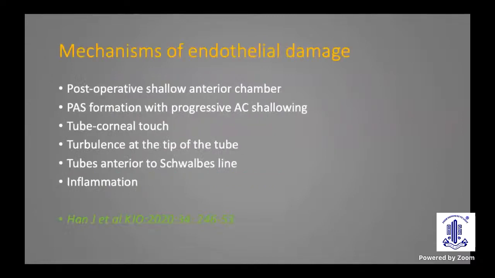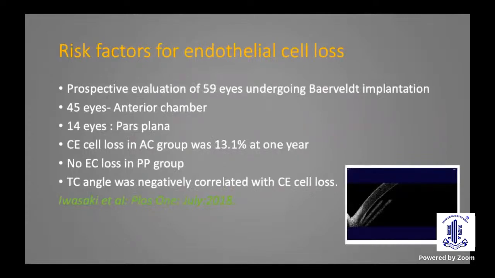There are multiple mechanisms involved, which include postoperative shallow anterior chamber, peripheral anterior synechiae formation with progressive AC shallowing, tube corneal touch, turbulence at the tip of the tube, tubes placed anterior to Schwalbe's line, and intraocular inflammation. The risk factors for endothelial cell loss have been studied. This is a prospective evaluation of 59 eyes which underwent Baerveldt implantation. The tube was placed in the anterior chamber in 45 eyes and the pars plana in 14 eyes. Endothelial cell loss in the anterior chamber group was 13.1% at 1 year. There was no cell loss in the pars plana group.